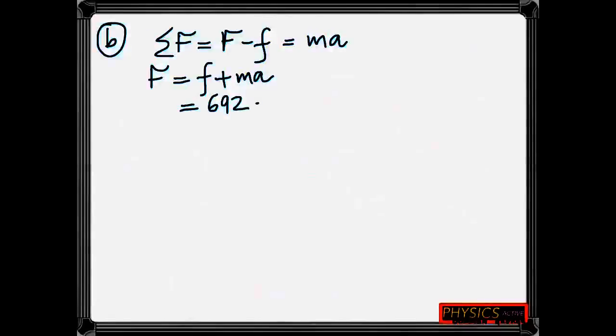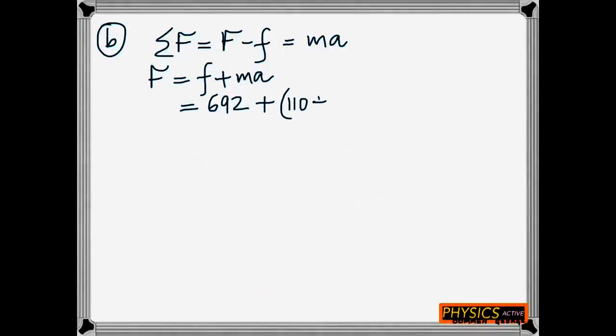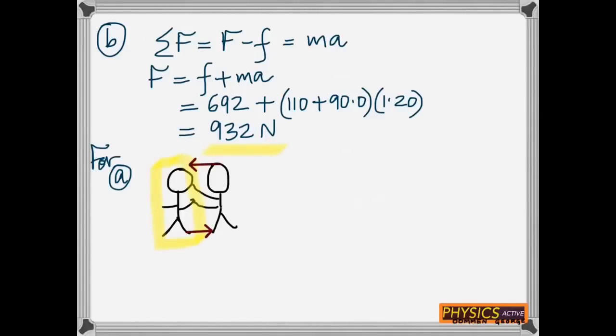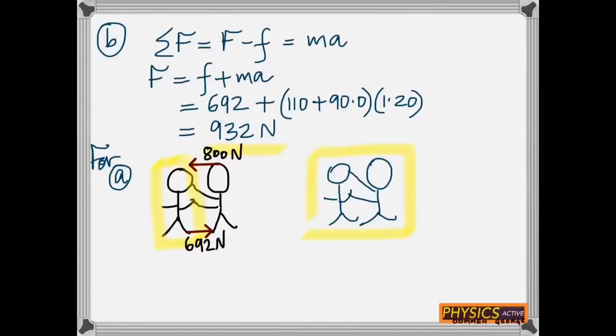B part is on the other side. Okay, here. Now the net force should be mass times acceleration. So rearranging, we can find the force applied. 932 Newton. All right. The first person was the system of interest for A, but for B, it's both together.